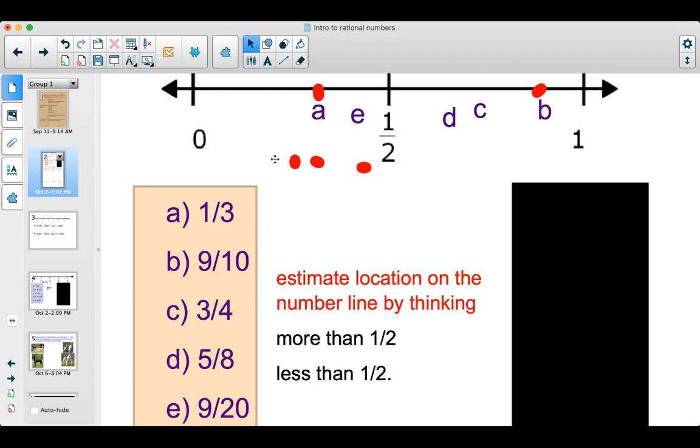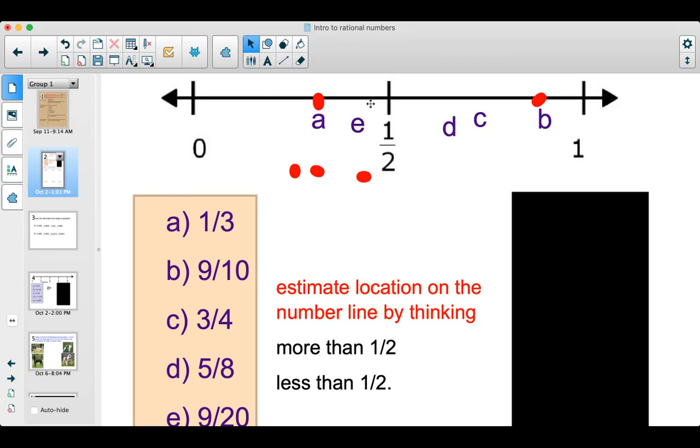For 3 out of 4, this isn't too hard to imagine breaking into fourths. I already have this line broken into half. If I cut each half in half, then I have 4 equal pieces. So 3/4, which is 1/4, 2/4, 3/4, would be right here, halfway between 1/2 and 1. I will put a dot right there, and that's my C.